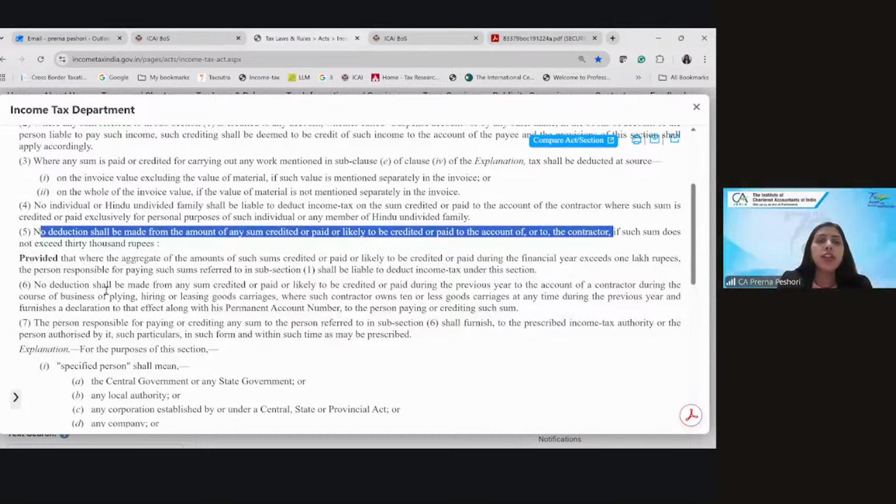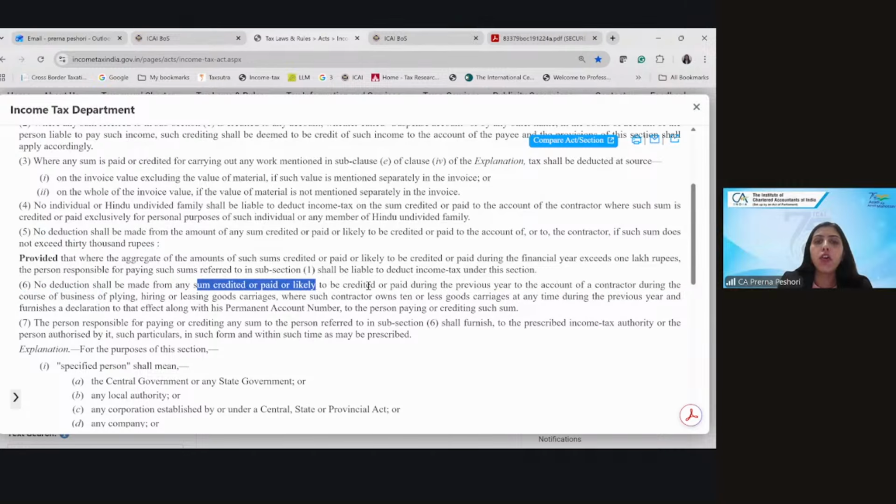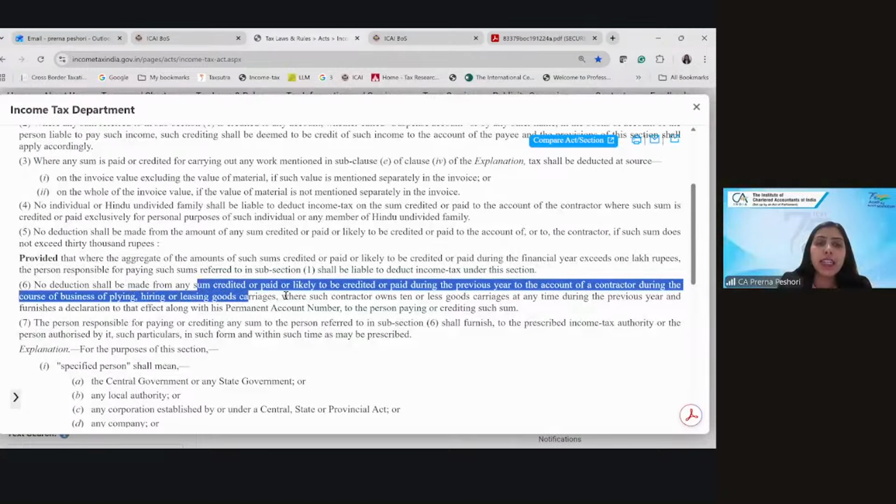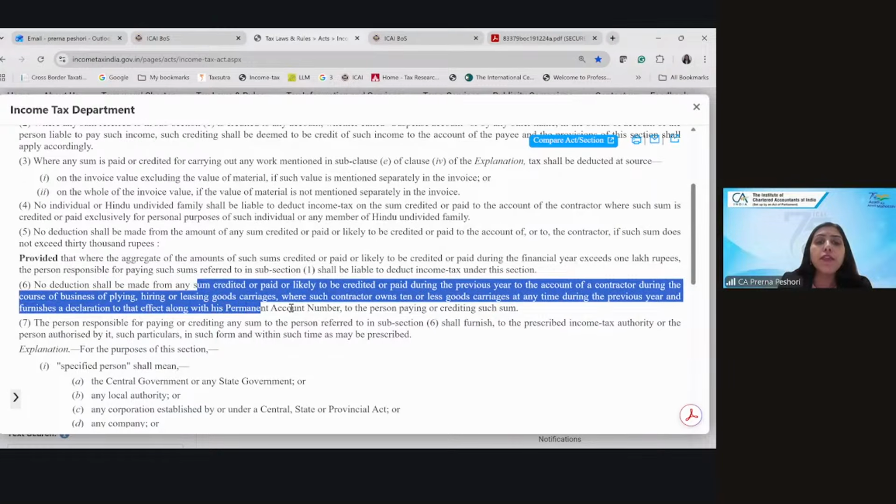Then they say no deduction shall be made from any sum credited or paid to the account of the contractor during the course of business of plying, hiring, leasing goods carriages, where such contractor owns 10 or less goods carriages at any time during the previous year and furnishes a declaration to that effect along with his PAN number. So, the contract of work includes transportation. Yes or no? So, if the contractor is in the business of plying, hiring, or leasing goods carriages, and he owns 10 or less goods carriages, and he furnishes this declaration, then no TDS will be applicable.